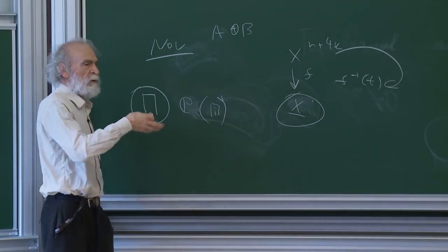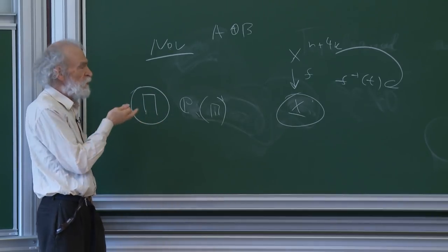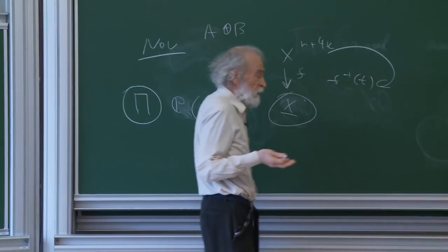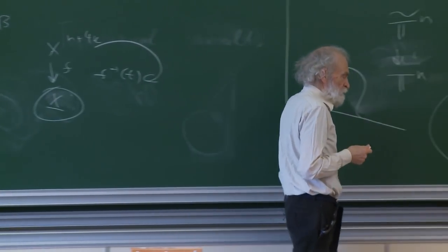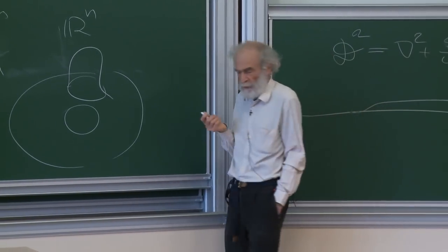If the group has non-trivial rational homology in dimension 4k, this group is non-zero. And that's the point. It has nothing to do with manifolds. And it's quite difficult in a specific example.